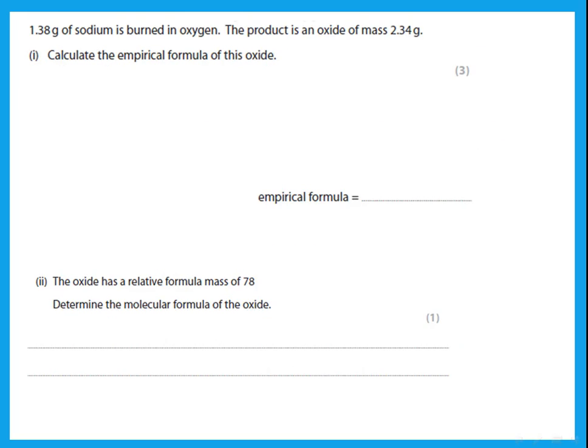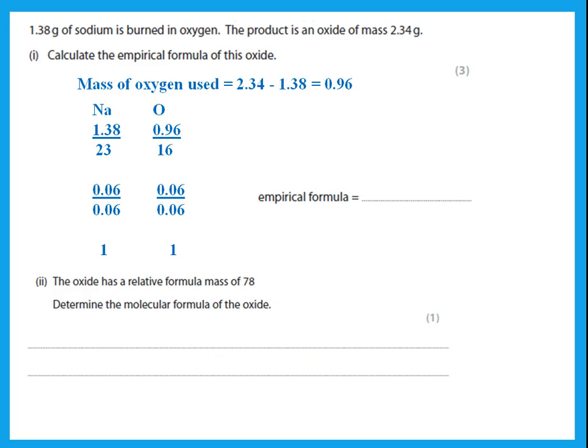Okay, 1.38 grams sodium is burned in oxygen. The product is an oxide, and the total mass is 2.34. The sodium alone is 1.38, so you can get the mass of oxygen as the difference and then calculate the empirical formula. Normally it comes out to be NaO. Now, the oxide has a relative formula mass of 78. Determine the molecular formula of the oxide.